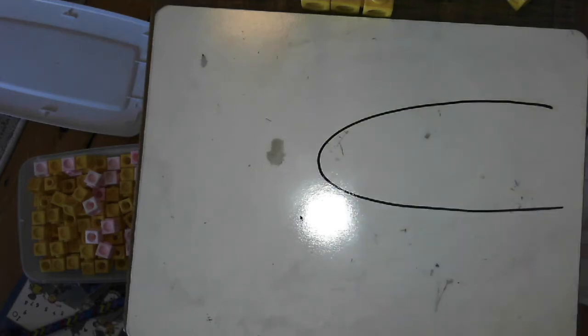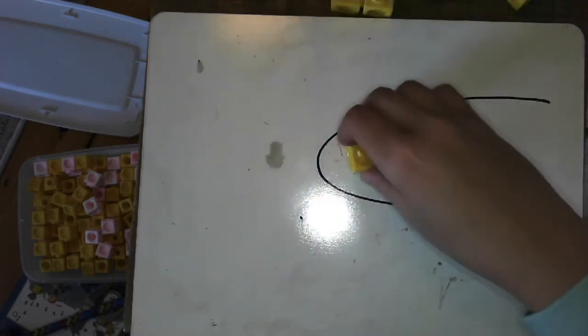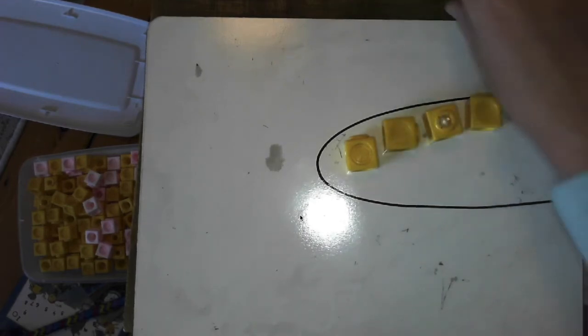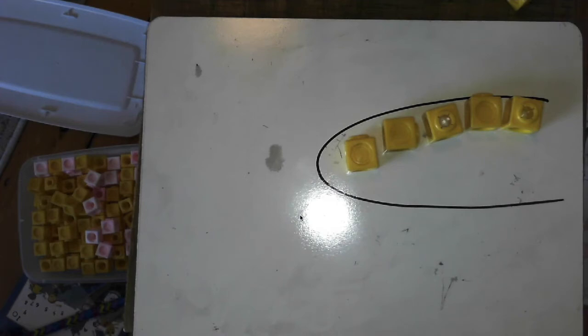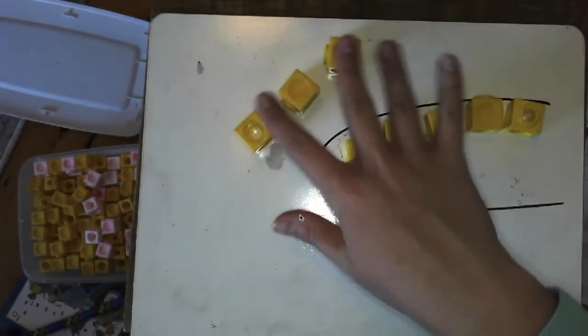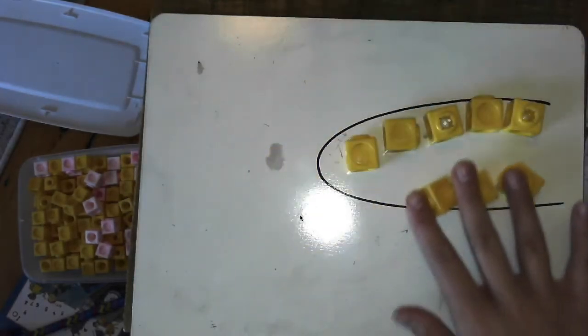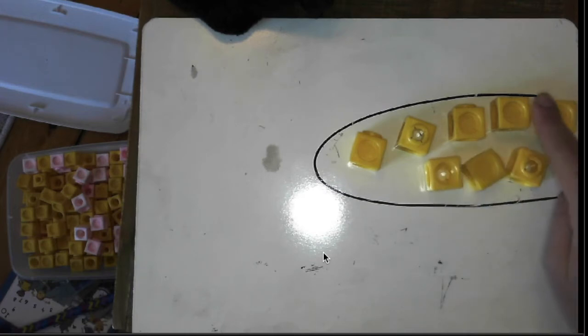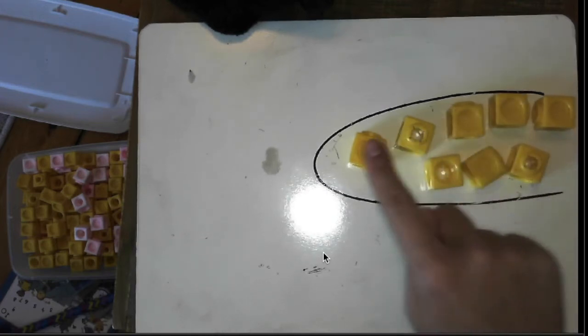There are 5 birds in the fountain. I can draw a little fountain. 5 birds are there. 1, 2, 3, 4, 5. And 3 more came and joined them. 1, 2, 3. Here they come. Now how many birds are there in all? Let's count them. 1, 2, 3, 4, 5, 6, 7, 8.